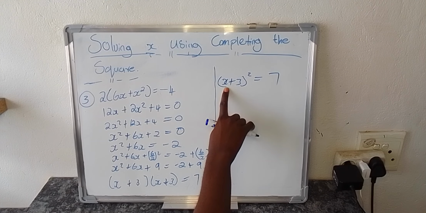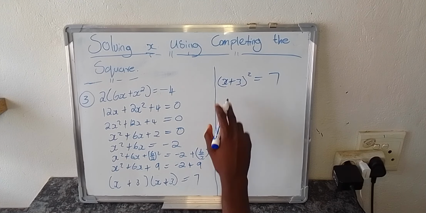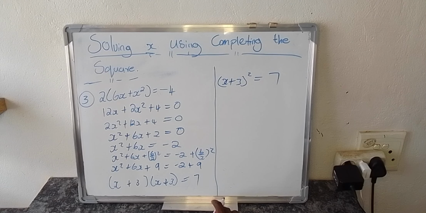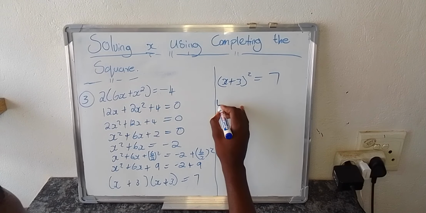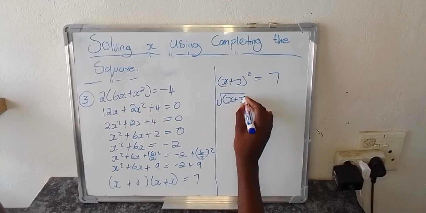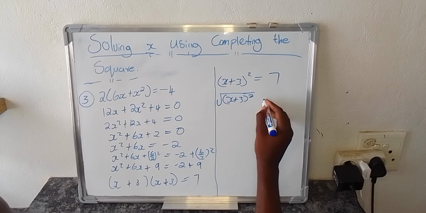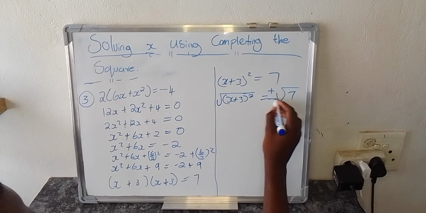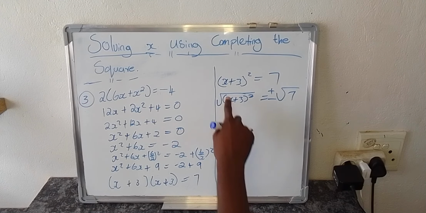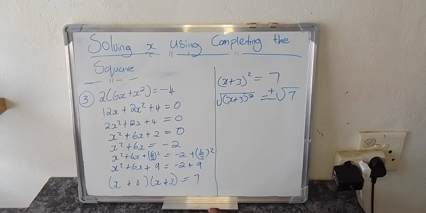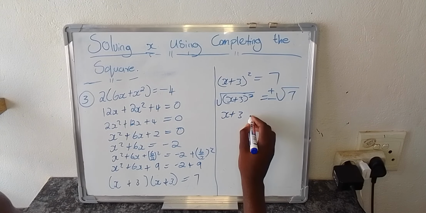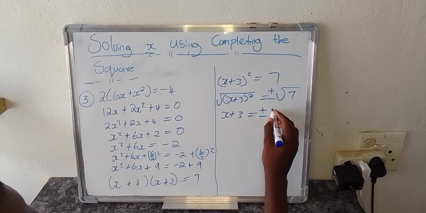Remember, we are solving for x here, so we have to try by all means to isolate this x or make x the subject of the formula. So what we are going to do here is to introduce the square root on both sides. So we're going to have square root of x plus 3 squared is equal to square root of 7, and on this side we are going to introduce the square root with positive and negative signs. From there this square root will cancel the exponent of 2, because the square root is equal to the exponent of 1 over 2. So 1 over 2 will multiply the 2 and we will be left with x plus 3 is equal to positive or negative square root of 7.